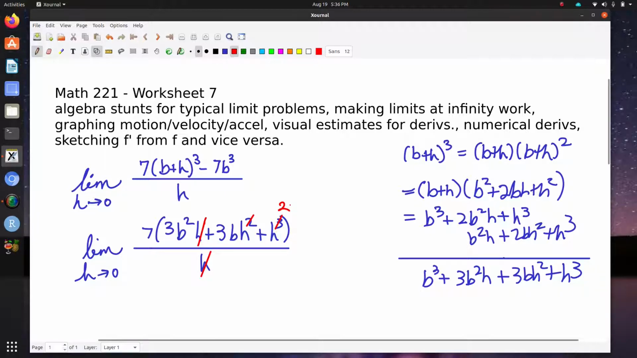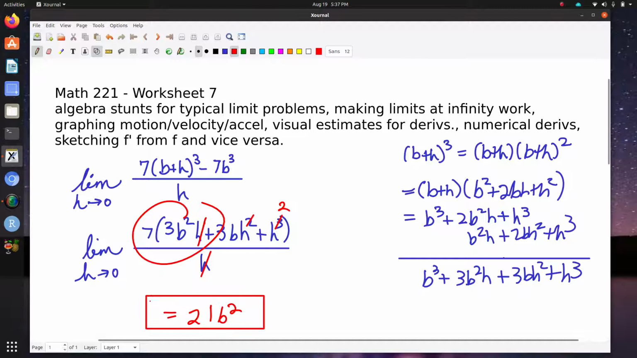This pattern is you're always going to have stuff minus stuff in the top, and you're going to have something like h in the bottom. That's one of your main prototypes: stuff minus stuff in the numerator that cancels out when h is 0. At this point, you just try to subtract as much as you can, and hopefully everything else you have in the numerator has an h in it so that you can reduce everything. The only thing you care about now is this 21b squared, which is the answer to the whole problem. That is very, very similar to one of the ones in your worksheet.